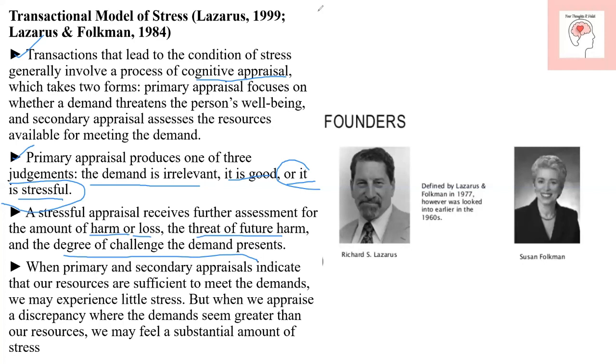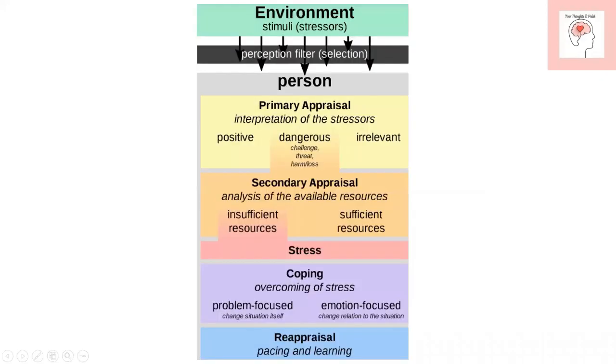Okay, so this is the transactional model of stress given by Lazarus and Folkman. This is a brief about this model. Let's move on. So just look at this diagram. Let me use annotation. Okay, so in the environment there are stressors. Okay, stressors are basically those stimuli which cause stress.